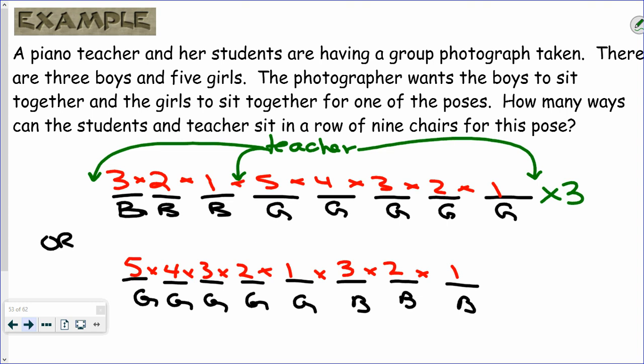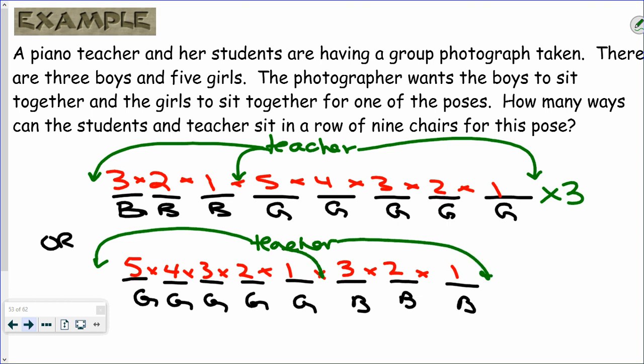It is the same thing down here. The teacher could go in the front, could go in the back, or could go right in the middle of them. I'm going to times that answer by 3. So now if I go to my calculator, I punch in 3 times 2 times 1 times 5 times 4 times 3 times 2 times 1 times 3, I get 2,160.